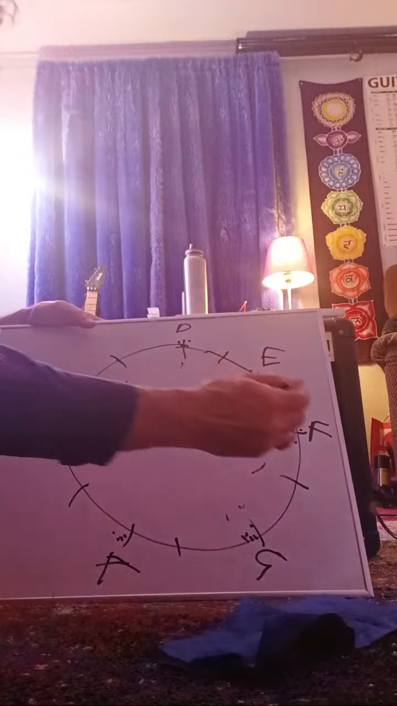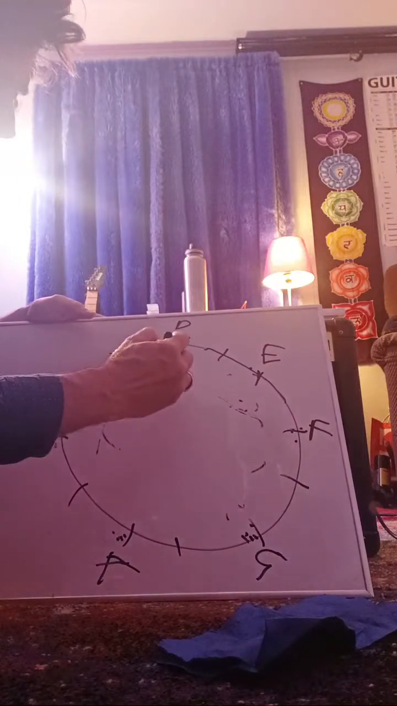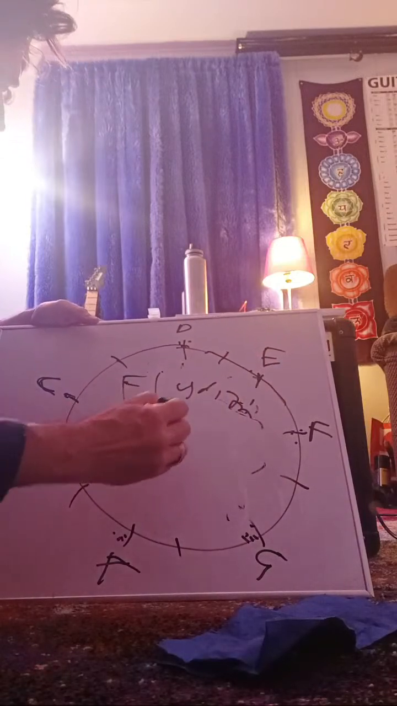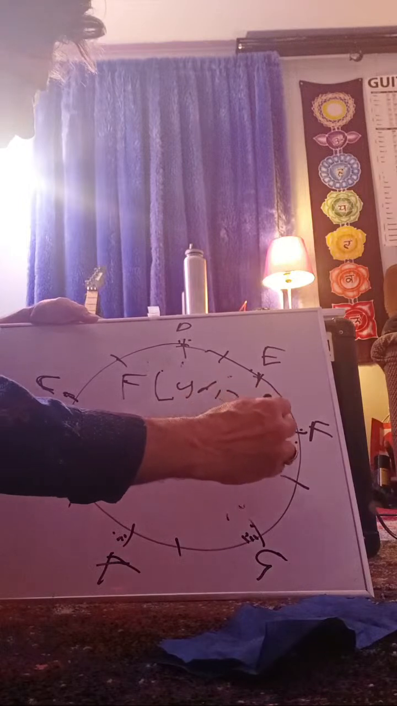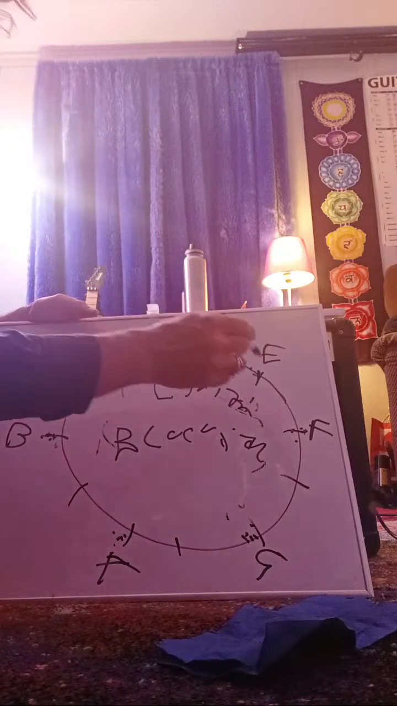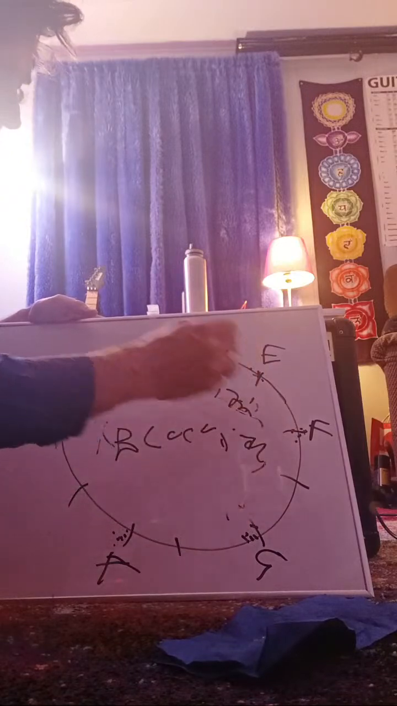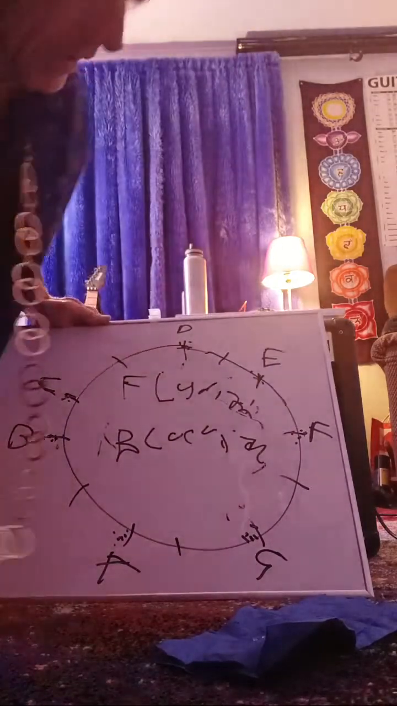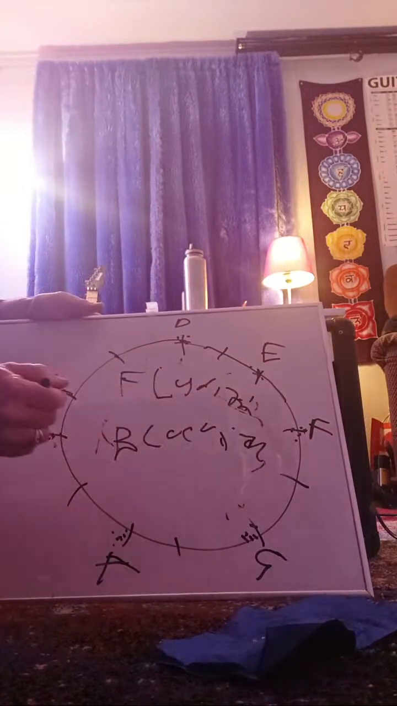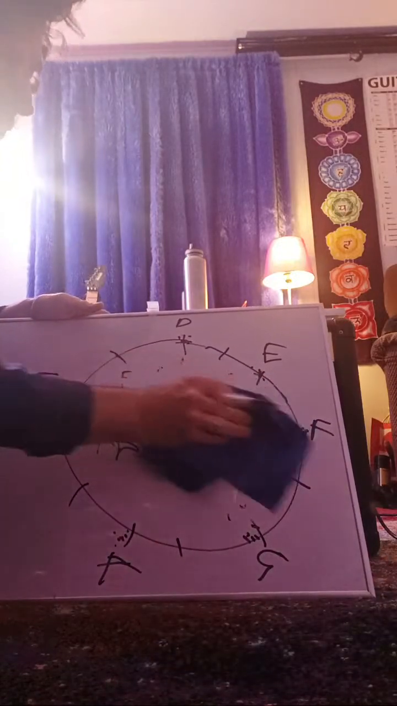F Lydian is a negative harmony of B Locrian. So F Lydian and B Locrian. That's because F Lydian going up is whole, whole, whole, half, whole, whole, half, and B Locrian going down is whole, whole, whole, half, whole, whole, half. Same, the F Lydian going one way is the B Locrian going the other way. And then the last set, and this is what I thought of when I was a kid.